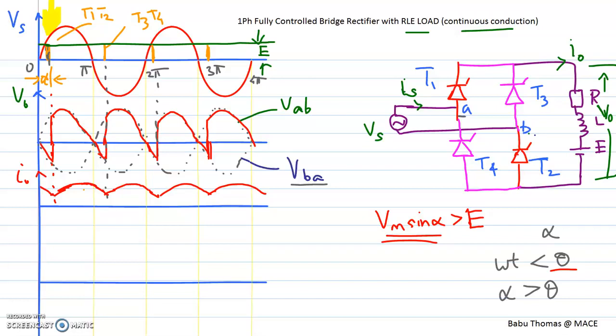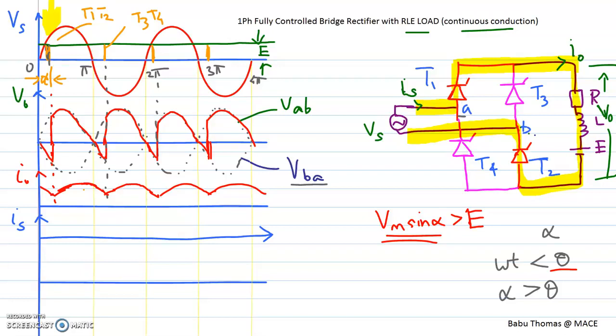And in the same way, you can also plot your source current Is. So in the initial stage, the current is flowing from the point A to T1, then to the load RLE, then T2, and then back to the supply like this. So this is going to follow the same direction of your I0. So Is and I0 are the same when T1 and T2 are conducting.